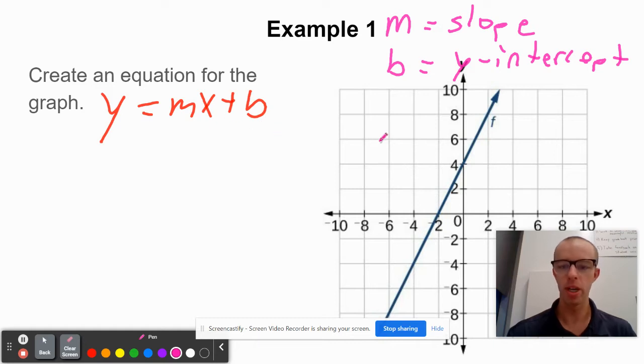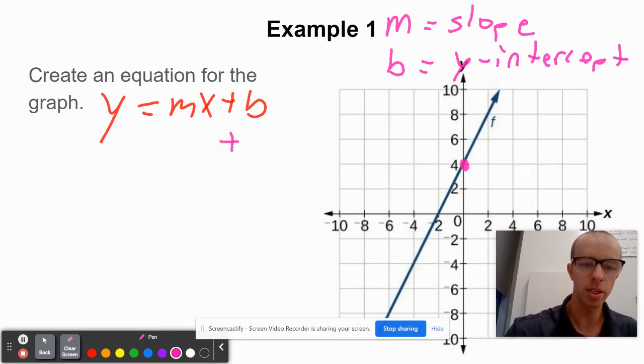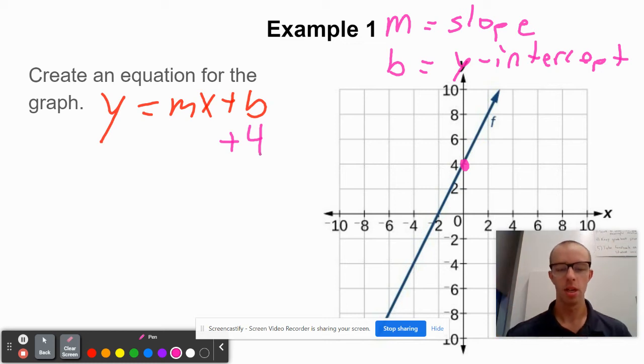The b is pretty easy to find. The b is the y-intercept. So to find the b, the y-intercept, I go to the y-axis, the axis that goes up and down, and I look for where I intersect it. I can see I intersect right here. That's at +4. So I know for the b, I can replace that with a positive 4.